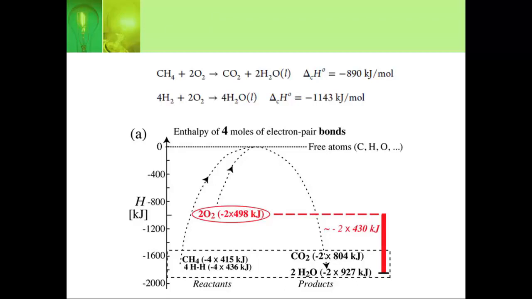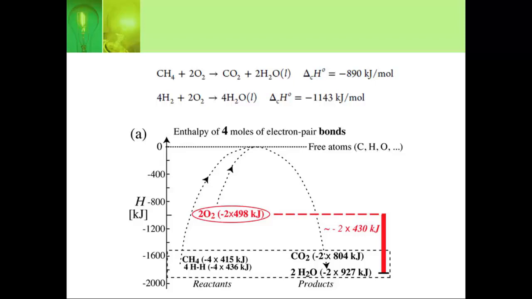Like for example, this is burning methane in oxygen, gives you this much energy. Combusting hydrogen in oxygen gives you just water. There's no carbon around. That gives you energy still. The only thing that's constant to all these is that they have oxygen involved.